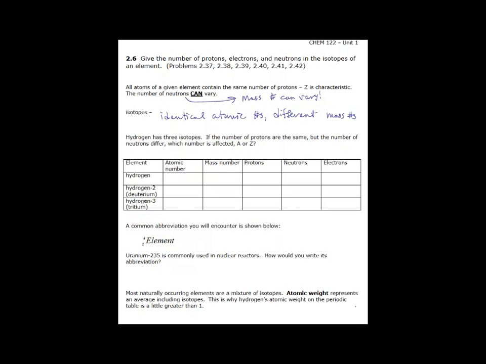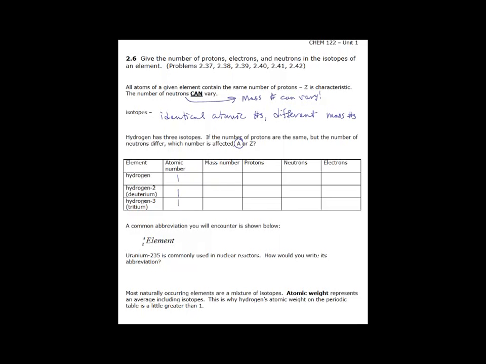So the atomic number will be the same for all these isotopes of hydrogen. So 1, 1, and 1. The mass number will differ because these isotopes have a different number of neutrons. So if the number of protons is the same but the number of neutrons differs, the mass number, not the atomic number, will be affected.